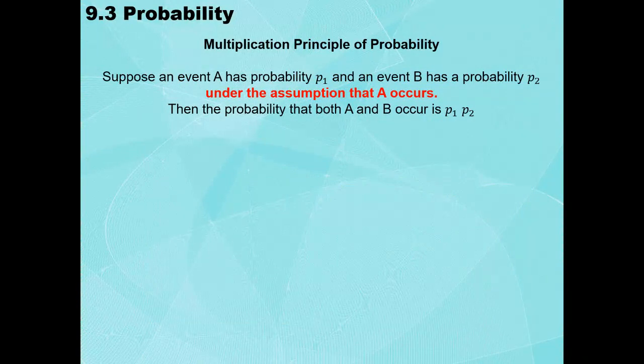So the multiplication principle of probability. Suppose an event A has probability p sub 1 and an event B has a probability p sub 2. Under the assumption that A occurs, then the probability that both A and B occur is the probability of A times the probability of B, right? P sub 1 times p sub 2, you're multiplying together their probabilities.